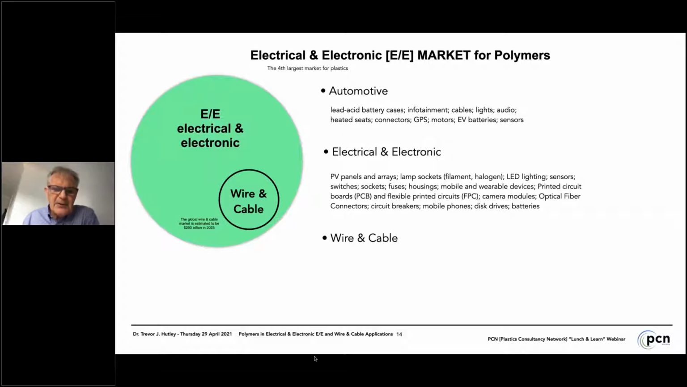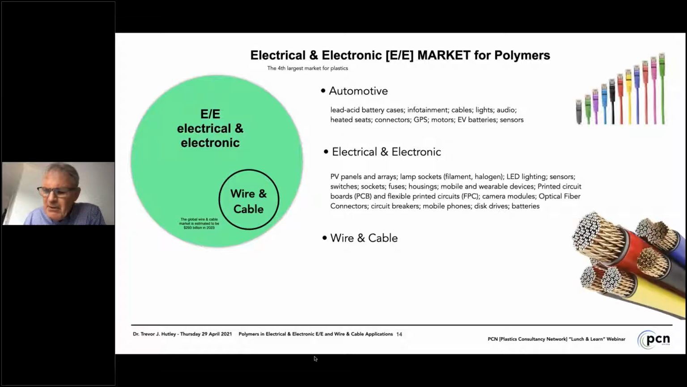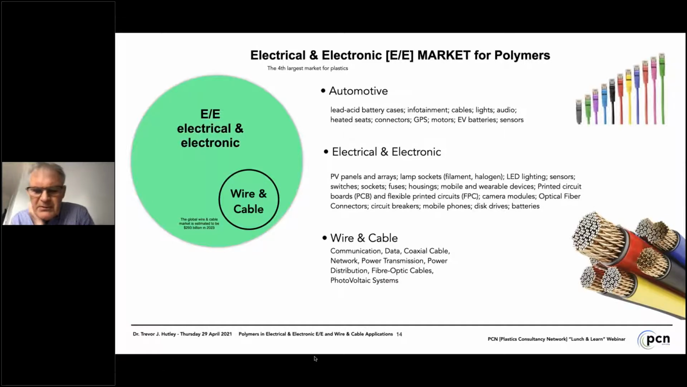And then the other subsector, wire and cable, we see wires and cables of every kind everywhere for communication, for data, a coaxial cable for signals, networks, power transmission, power distribution to our homes, to our factories, fiber optic cables, photovoltaic systems. And each of these could itself be looked at in great detail, but we're just going to look very broadly at this. So in one slide there's a kind of an overview of the fourth largest market for plastics. We're going to look quickly at some of these today.